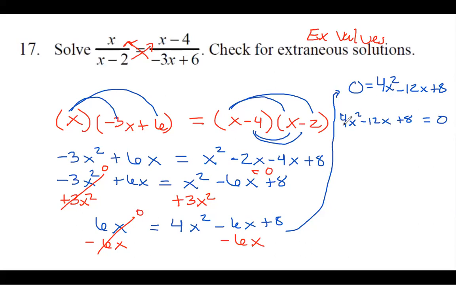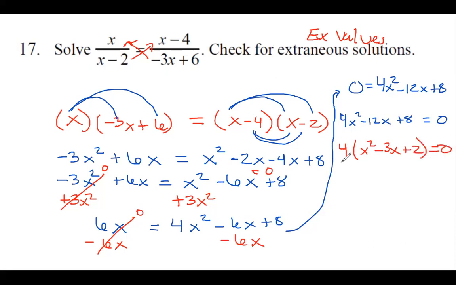Power Ranger. But notice all the terms. 4, negative 12, 8. What do they have in common? 4, so take it out. So let's factor the 4. We're left with x squared minus 3x plus 2 equals 0.